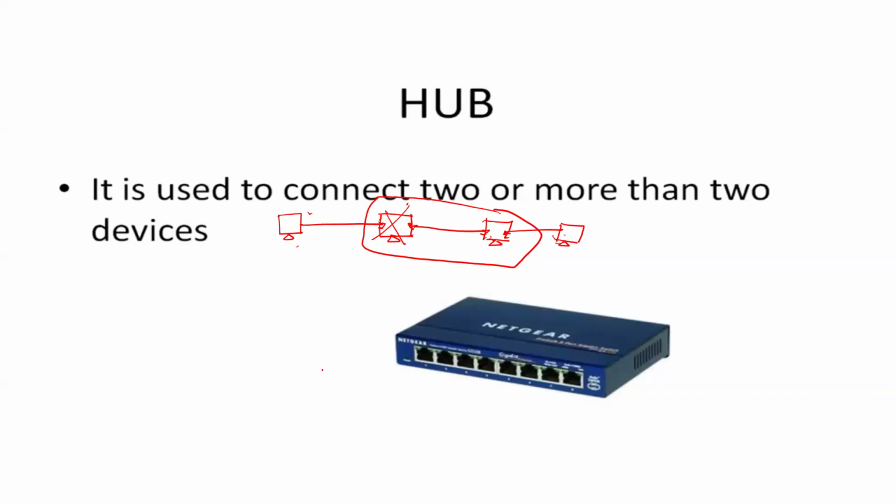By using this hub, we can connect multiple devices. We can connect these devices to the hub, this one to the hub, and this one also to the hub by using cable, so that each can communicate with each other. So a hub is used to connect multiple devices to form a network.